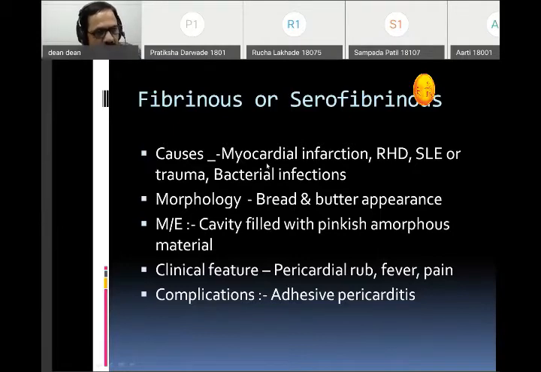I mentioned that primary causes of pericarditis are very, very rare. It is because either there is some disease in the heart or it is because of some systemic disease. So myocardial infarction, disease of the myocardium. Rheumatic heart disease, basically a disease of the endocardium. So myocardial infarction, RHD, systemic disease like SLE. Sometimes it is because of trauma or bacterial type of infections. All of them will lead to fibrinous or serofibrinous type of pericarditis.